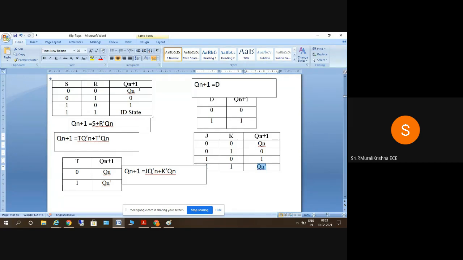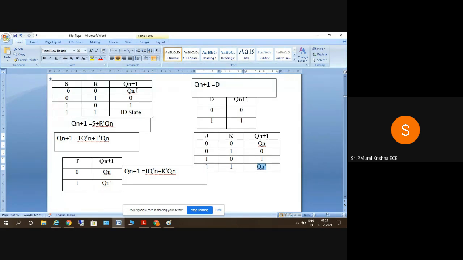We'll check the present states and next states, and based on the present states and next states, we will decide what are the inputs which are required for the change of state here.